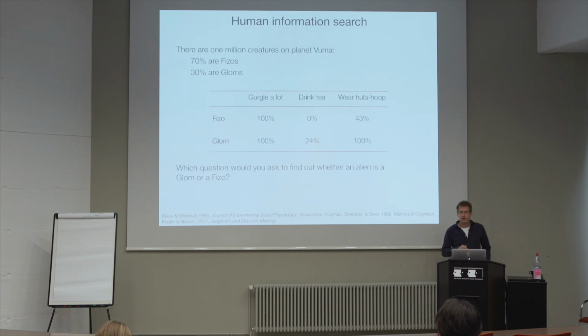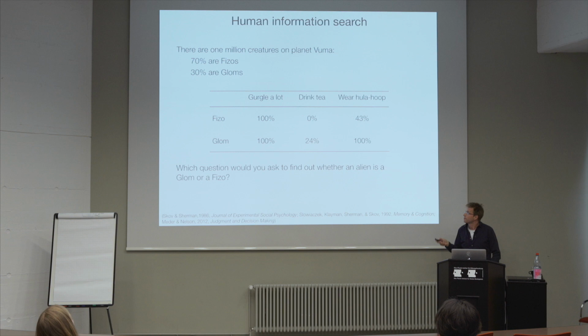Good, now let's have a look at human information search. So here's a classic study from the 80s in a scenario that has been used to investigate how sensitive people are to the value of information. It's called the planet Wuma scenario, and on that planet there live 1 million creatures, 1 million invisible creatures in this case. 70% of them are Bezos and 30% of them are Gloms.